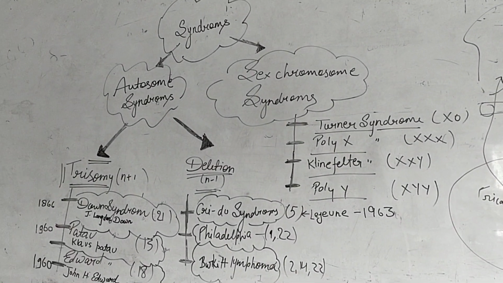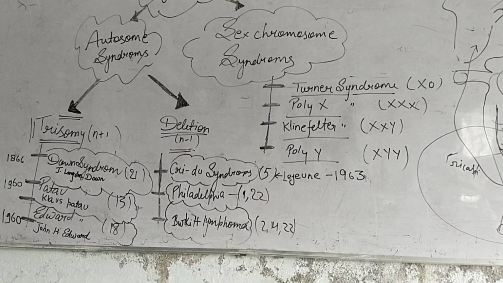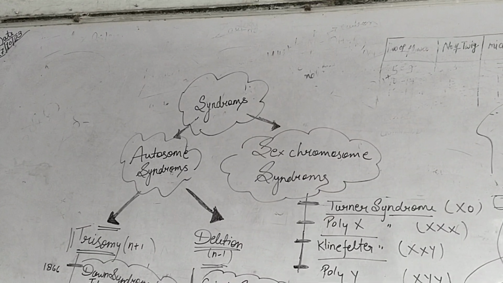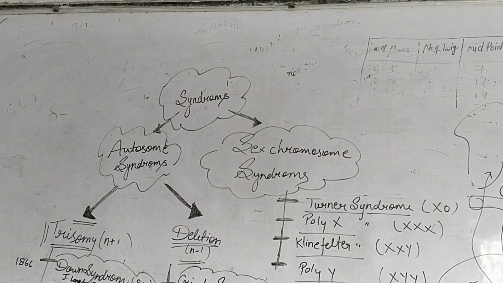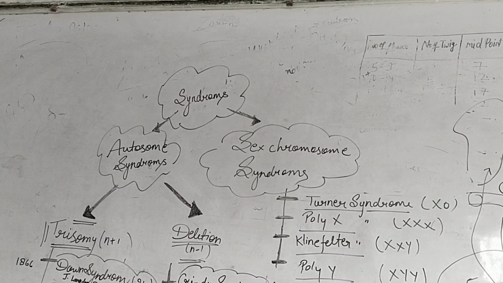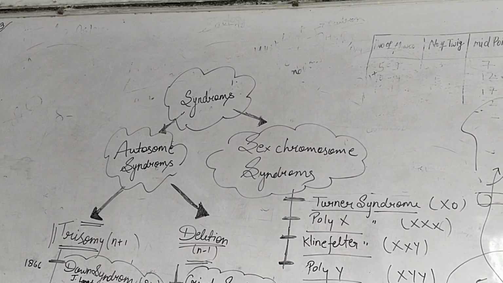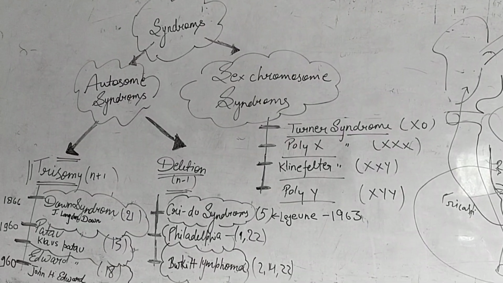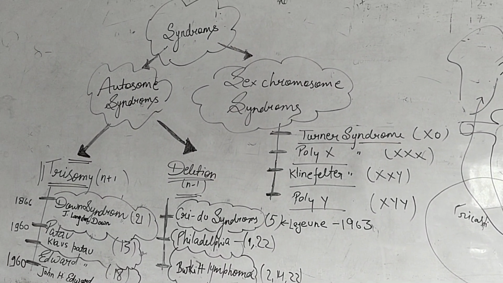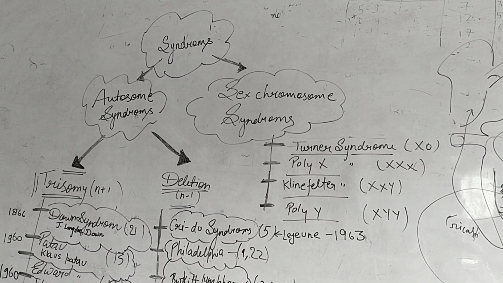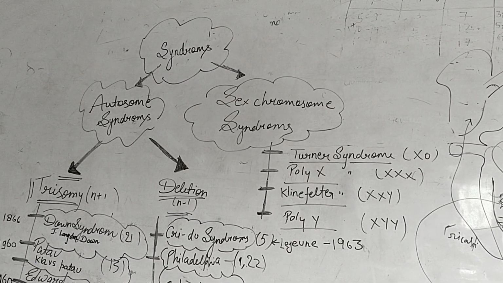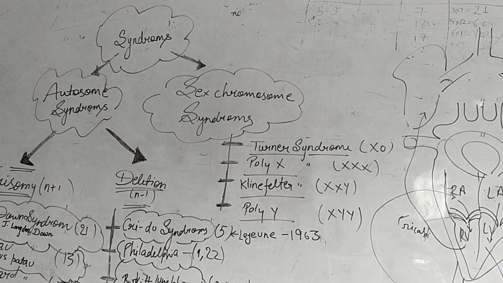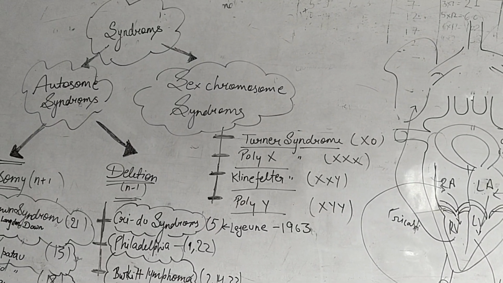So this is only an overview. We will make a brief video about these syndromes. But before that, I give you two questions. If you are interested and listening to this video, I hope you give me the answers. The first question is, what is the common name of Down syndrome? Please mention it if you have read it. The second is, if a patient survives with Poly-X syndrome, how many Barr bodies are there in the case of Poly-X syndrome?